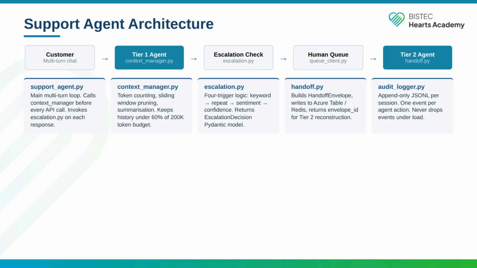This modular architecture is intentional. Each module can be unit tested in isolation. The 12 test requirement maps directly to these boundaries. You can mock the context manager to test escalation, mock the escalation checker to test handoff, and mock the Anthropic client to test retry logic without end-to-end API calls.